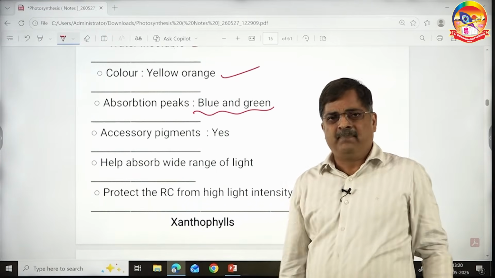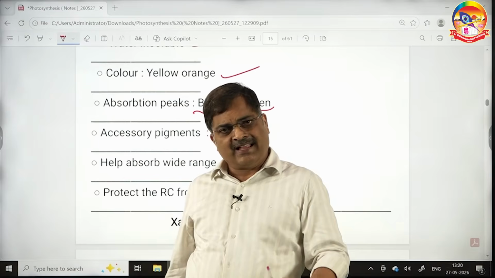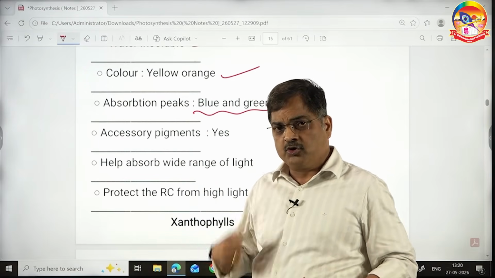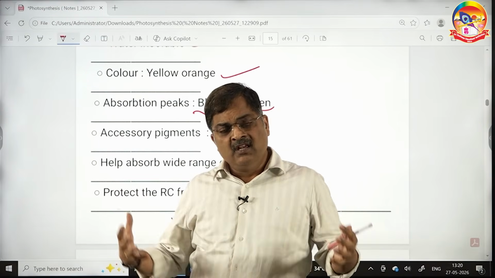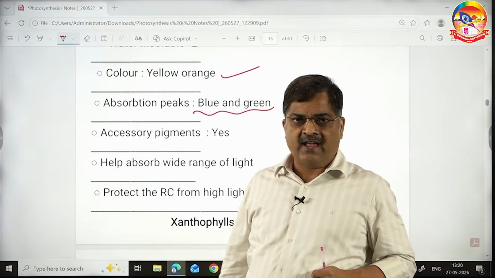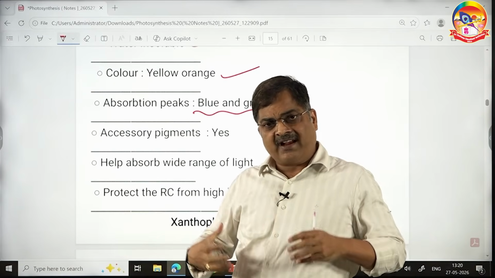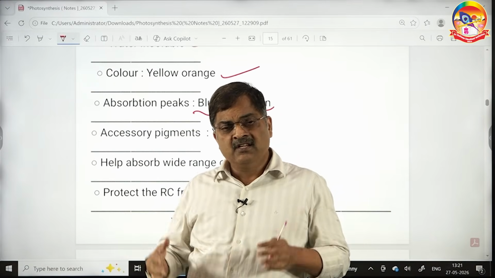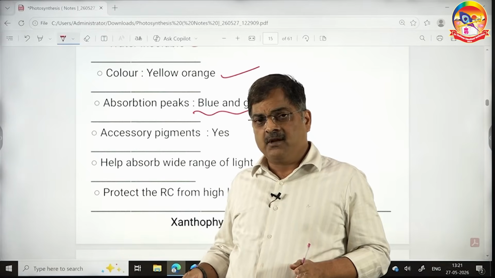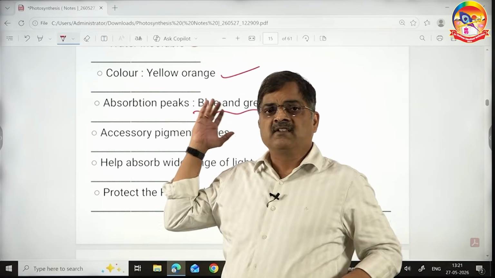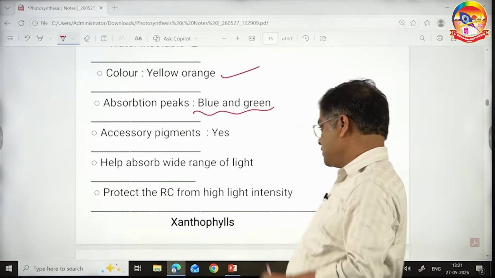They are accessory pigments. Which one? Carotenoids and xanthophylls are accessory pigments. I'm going to show you what are those accessory pigments. They absorb light and transmit light to the reaction center, and they protect the reaction center from getting photo-oxidized. So these are the 2 jobs of accessory pigments. Both carotenoids and xanthophylls do this job.